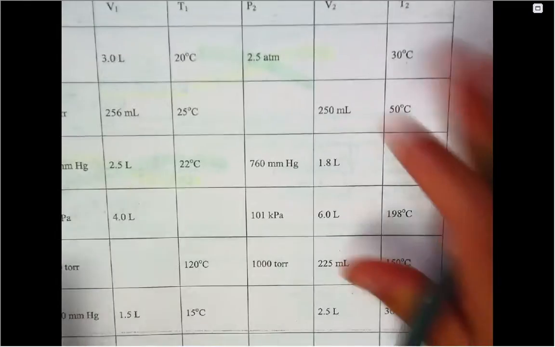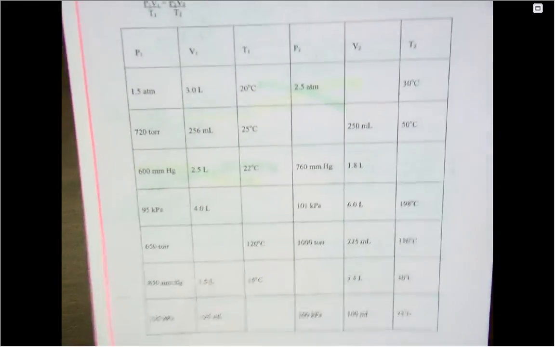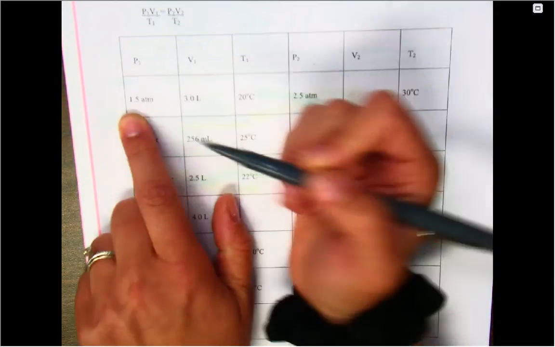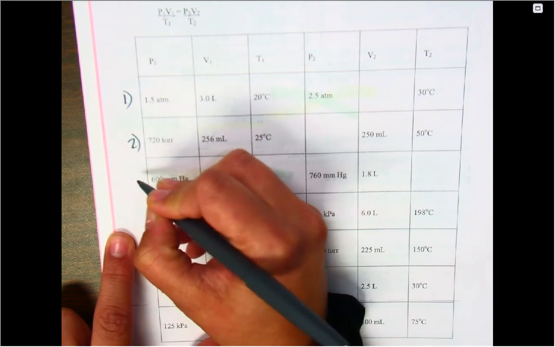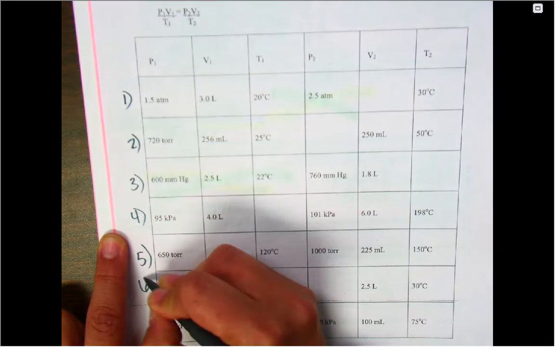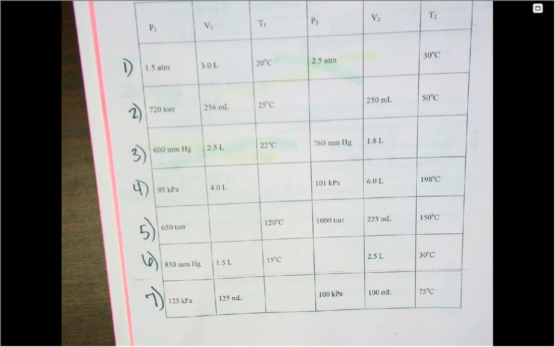On the back, we have this lovely table looking thing. What I need you to do right from the start is don't do the first set of boxes, but right where you see the 1.5, you're going to label this as 1. We're going to go all the way down to 1, 2, 3, 4, 5, 6, and 7. You will be showing me your work on a separate sheet of paper, okay?